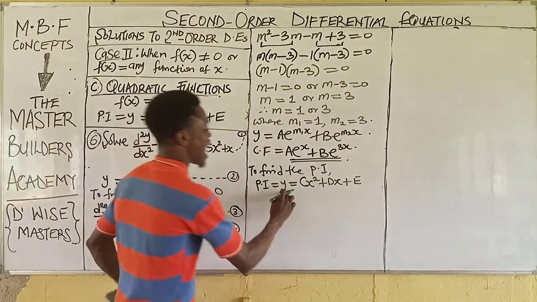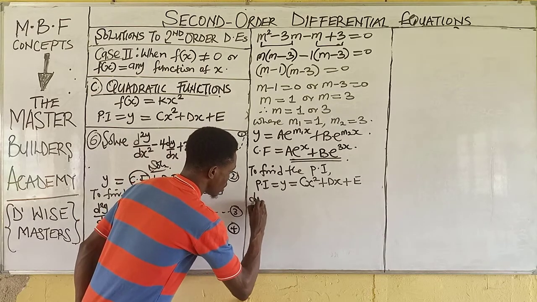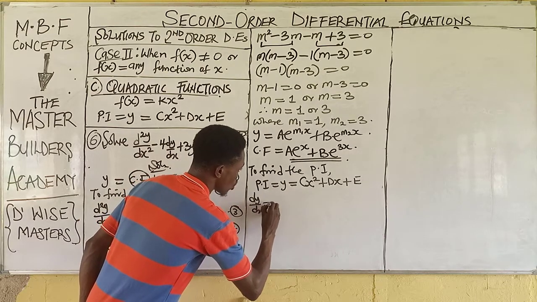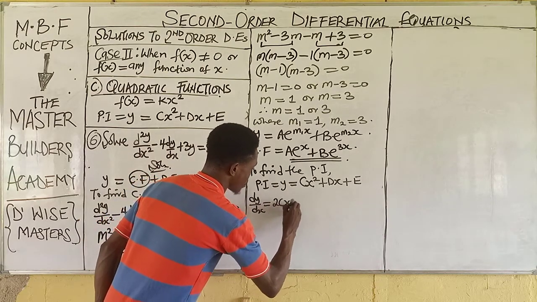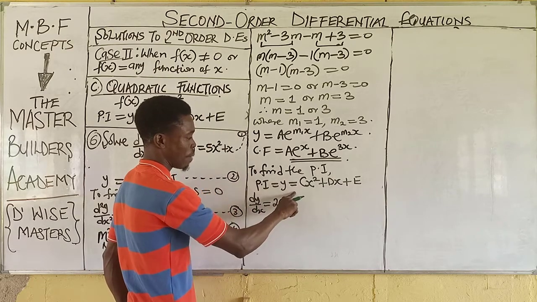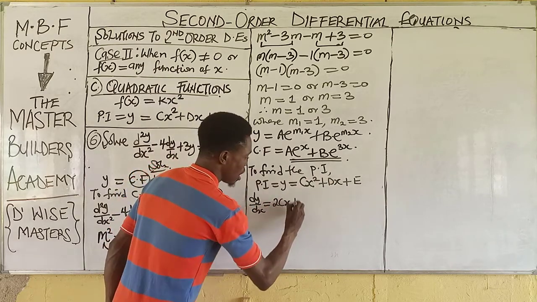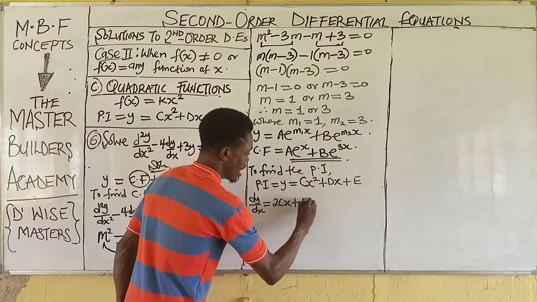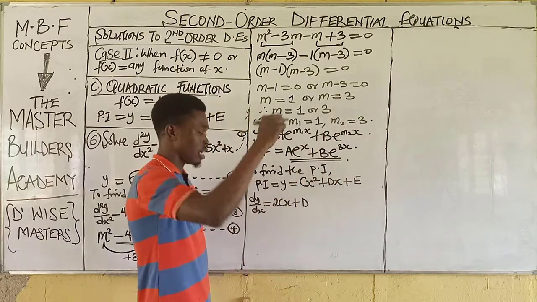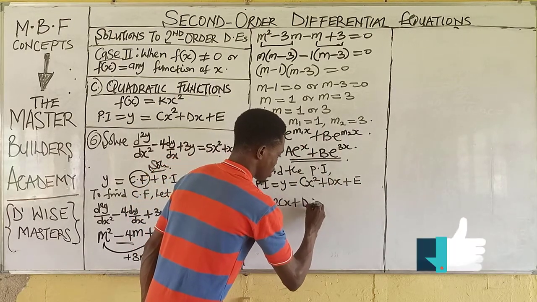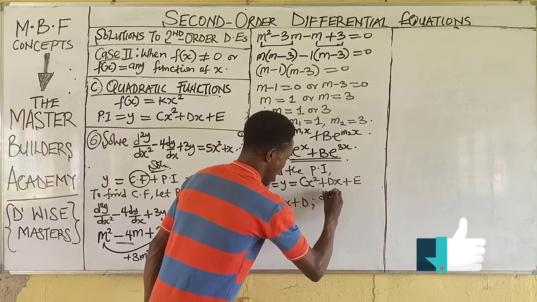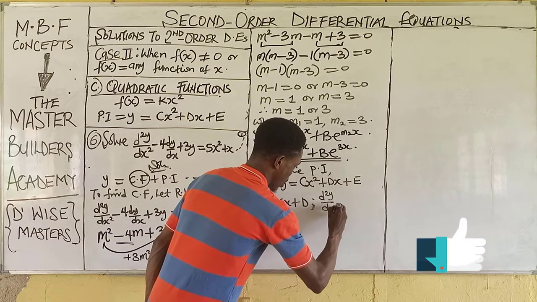Okay, now that we already have y, we can differentiate with respect to x to have this as 2cx. You understand that the 2 will come down, reduce the power by 1, you have this. Then when you differentiate e, which is constant, that's 0. Then we differentiate again, d squared y over dx squared.